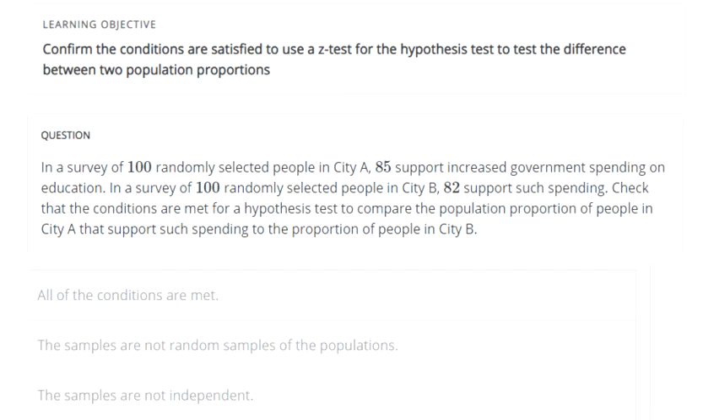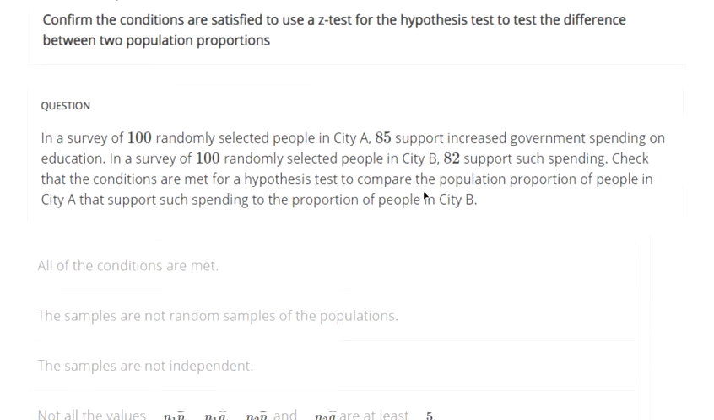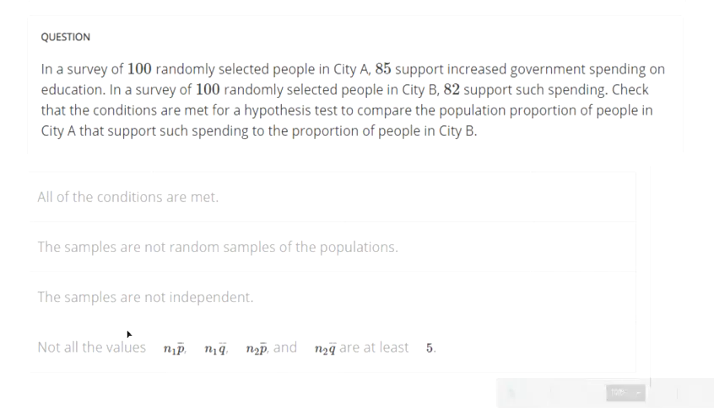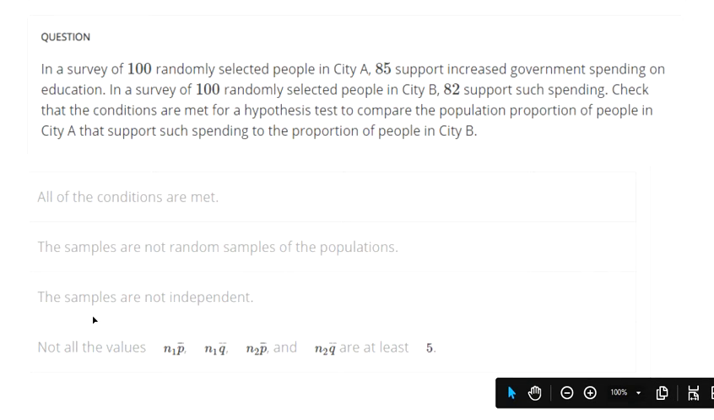Before you use a z-test for testing a hypothesis about proportions, there are conditions that have to be met. If they're not met, then we'll make false conclusions. We'll say that there's significant evidence when there actually isn't. So if you got a survey of 100 randomly selected people in city A, 85 support, and there's a bunch of information about a study that they did. The conditions are listed down here in the multiple choice options that you have.